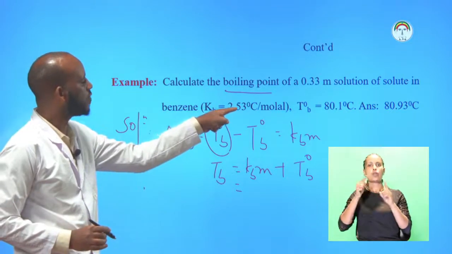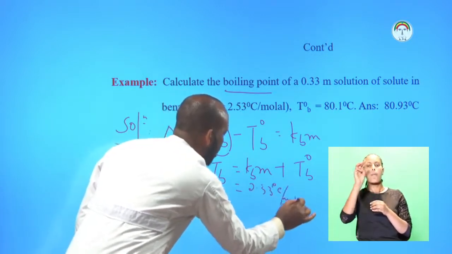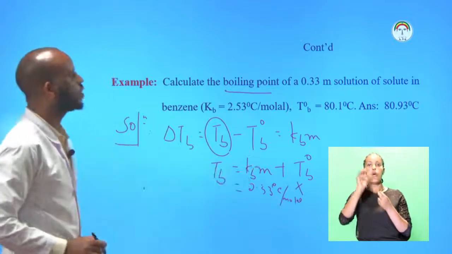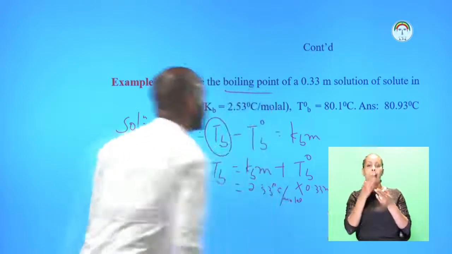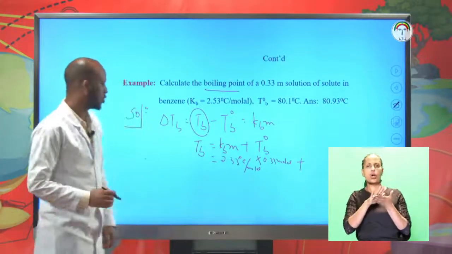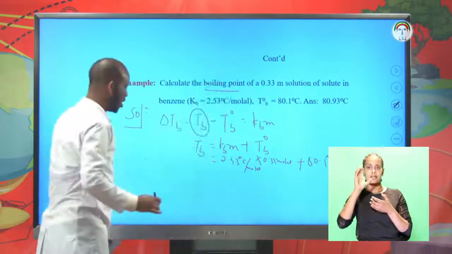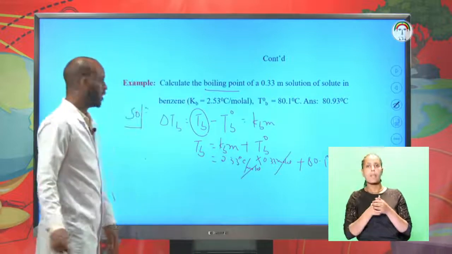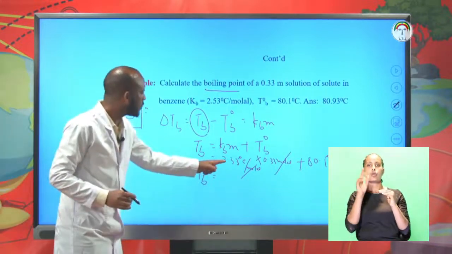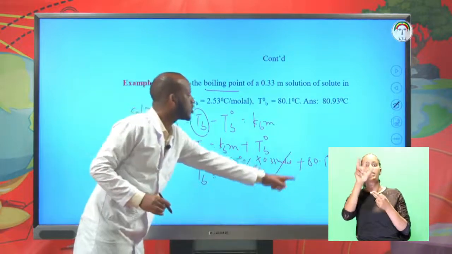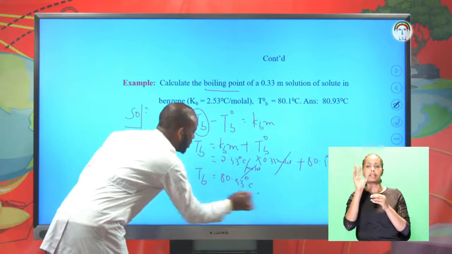Kb of benzene is 2.53 degrees centigrade per molal, times the molality of the solution, 0.33 molal, plus the boiling point of the pure solvent, which is 18.1 degrees centigrade. Molal will be cancelled by molal. Therefore, the boiling point of the solution equals 2.53 degrees centigrade times 0.33 plus 18.1 degrees centigrade, which is 18.93 degrees centigrade.